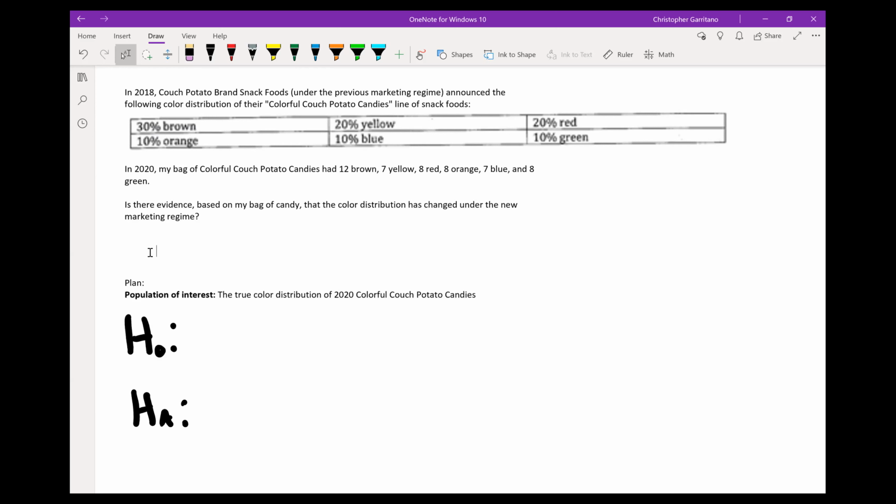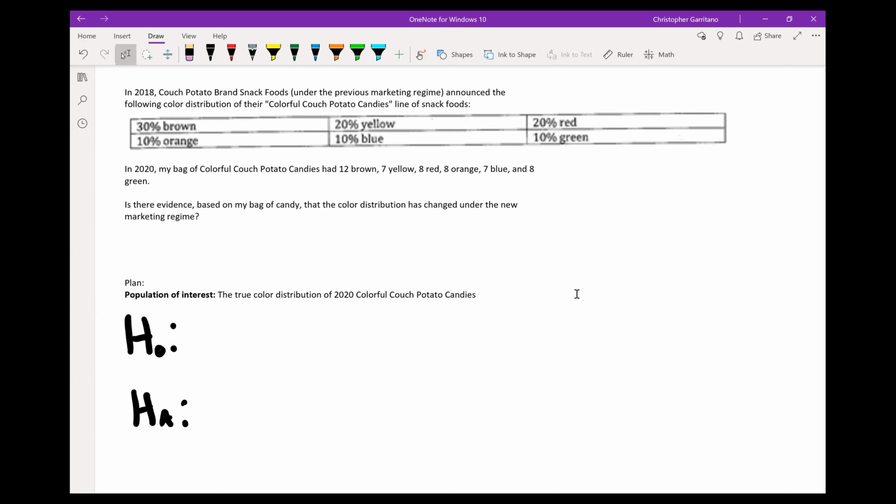So the population of interest is the true color distribution of the 2020 colorful couch potato candies. We were given a 2018 population distribution, and what we're wondering is, do we have evidence that the 2020 population distribution is different than that 2018? And we're going to see if my sample fits good with the 2018 population.